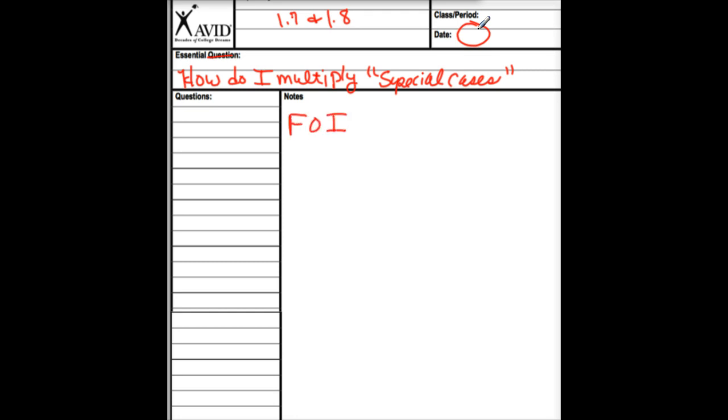FOIL is a process for multiplying a binomial by a binomial, where we do the first, then we do the outside, then we do the inside, and we do the last. So let's repeat how we work that over here. When I multiply just 2x plus 3 times x, let's just keep it easy, plus 4.